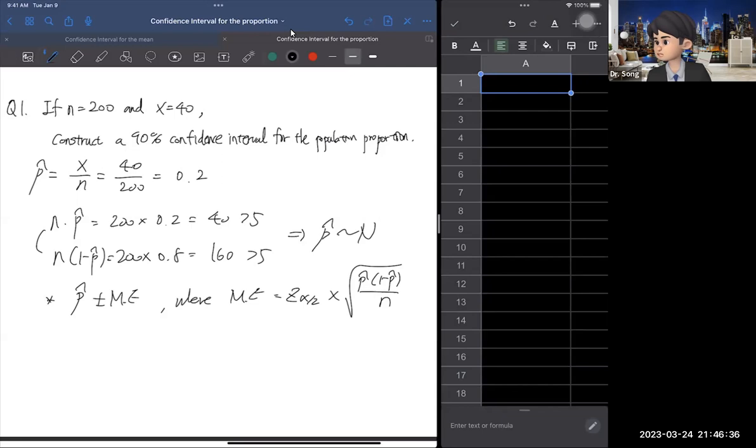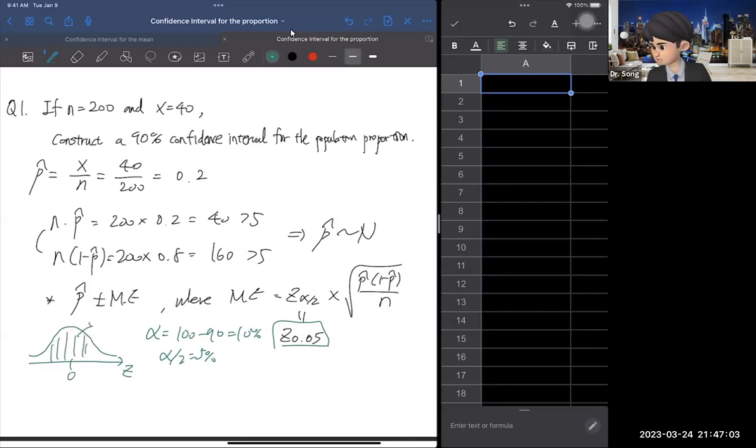Okay. For the 90% confidence interval, this one is Z 0.05, because alpha is 100 minus 90%, that is 10%. And then alpha over 2 is 5%. That's why I put Z 0.05. Or you can visualize a standard normal. So this is the standard normal, and here the mean equals 0. And this is 90%. What we try to find is here, Z 0.05.